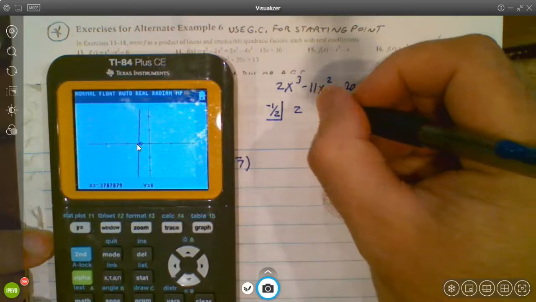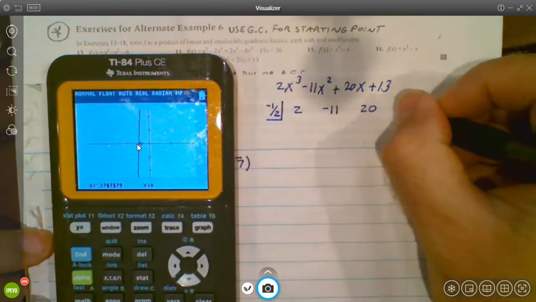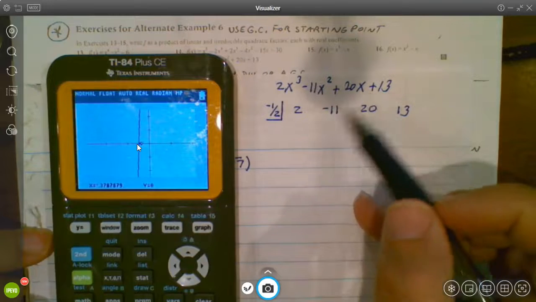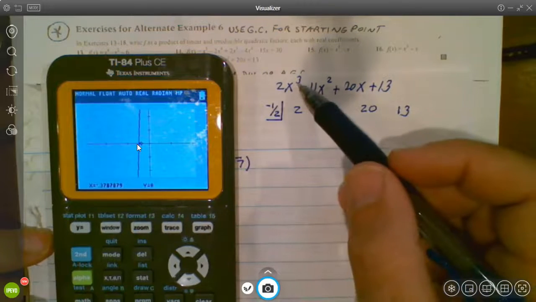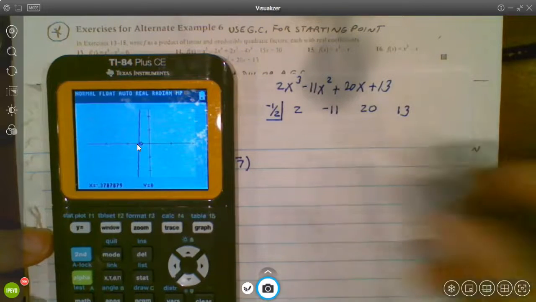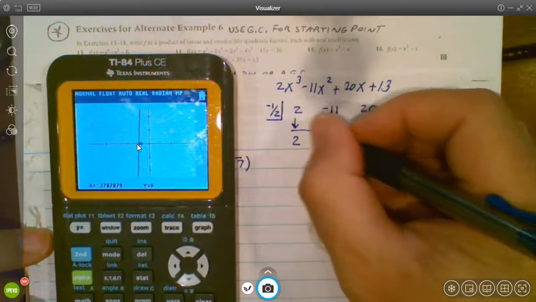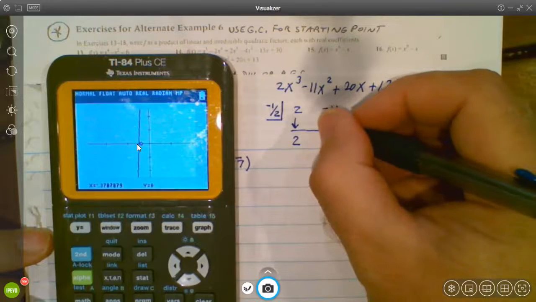So 2, negative 11, 20, and 13. As I look at these numbers again, make sure they didn't skip any terms, that you don't have to fill in any 0 placeholders. That's important. This does go 3, 2, 1, constant, so I'm good. Let's go through our process and see if this works here. So multiply and add.